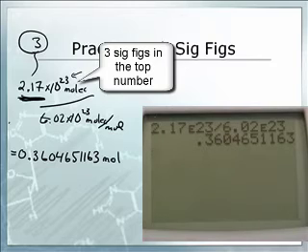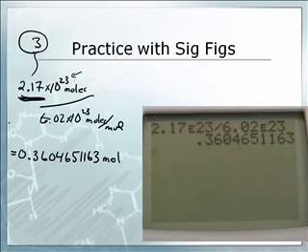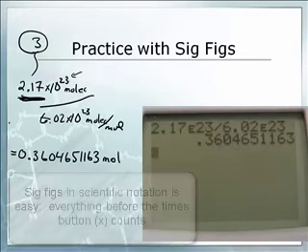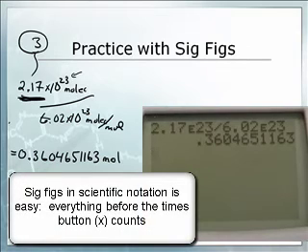That's an exponent, and that just tells us where the decimal is in relationship to all the zeros. You know, significant figures and scientific notation are really easy. Everything before the times is what counts. And there's 3 there, and then the 6.02 has 3 there.